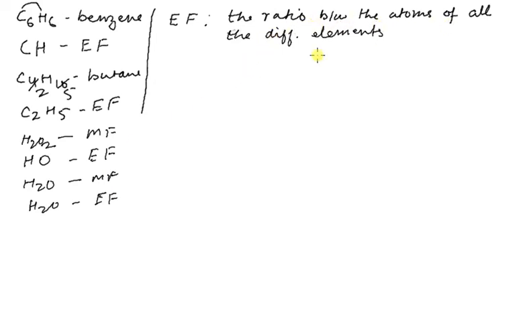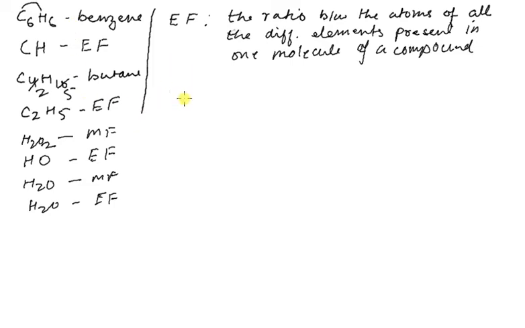The ratio between the atoms of all the different elements, so in each of the cases we can see the different elements present in one molecule of a compound. Okay, so that is empirical formula. Let's take one example.